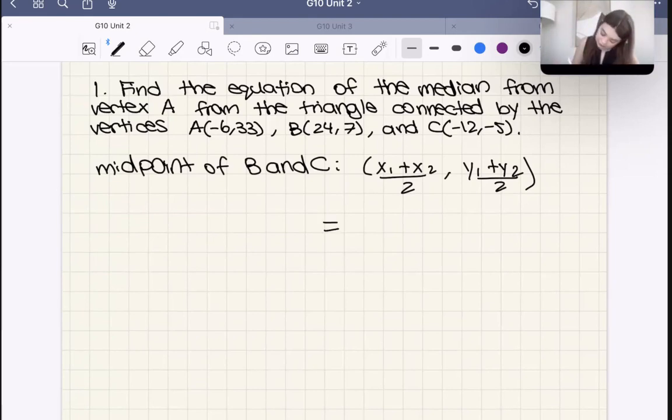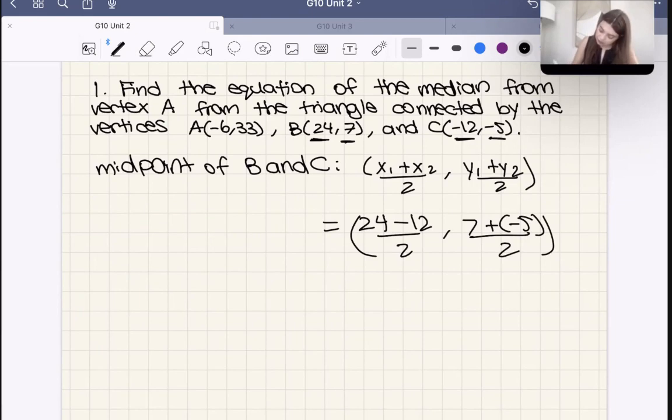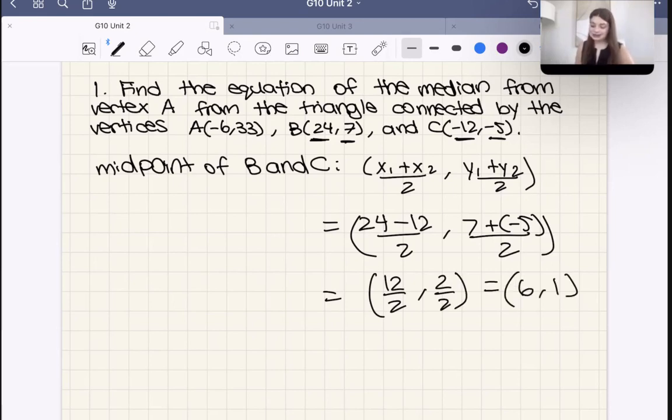So for this first one, we have 24 here, right? So 24, and then for C, we have -12. And then over here we have 7 and -5. And let's find the average. So here we're going to get 12 over 2. And here we're going to get 2 over 2. So then we're going to end up with 6, 1. So therefore, that's the midpoint.